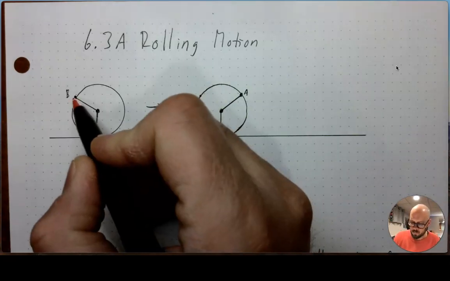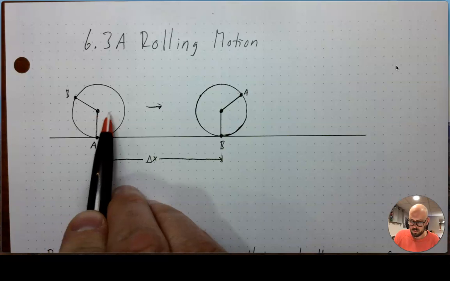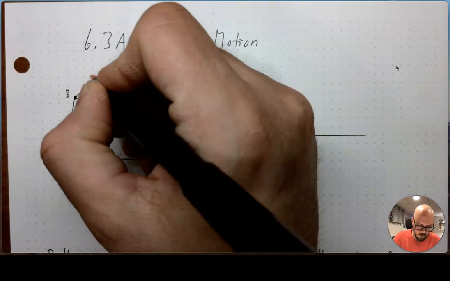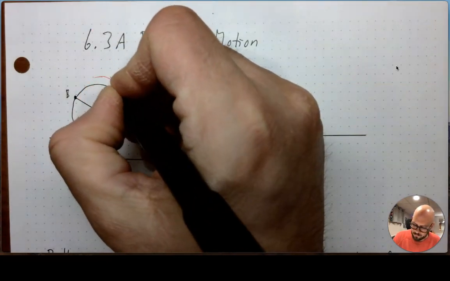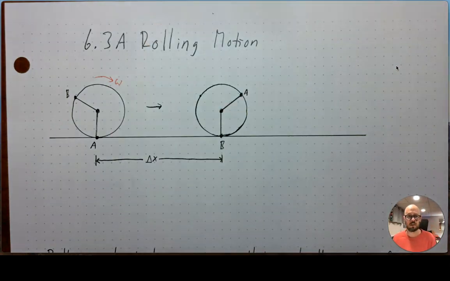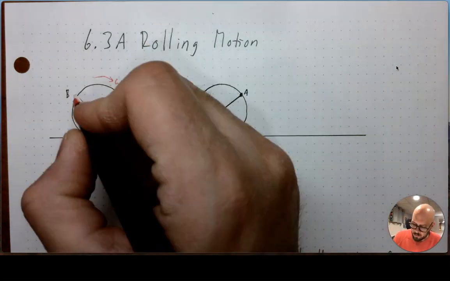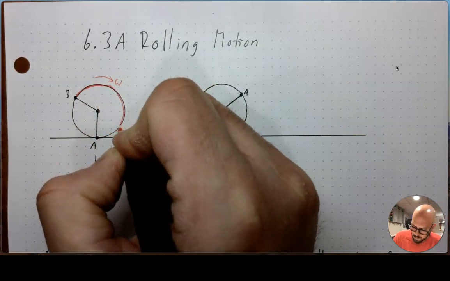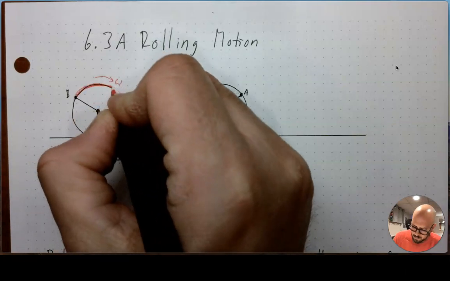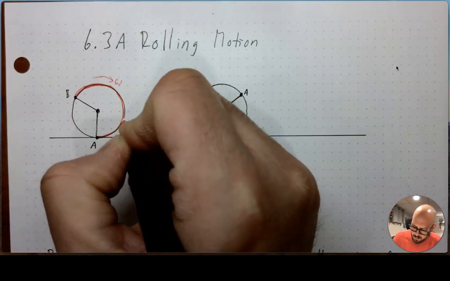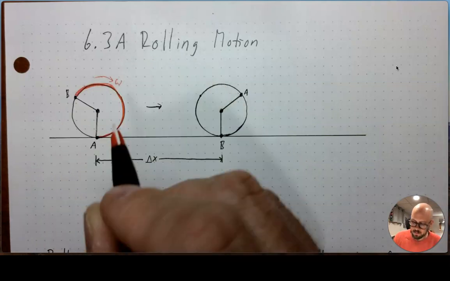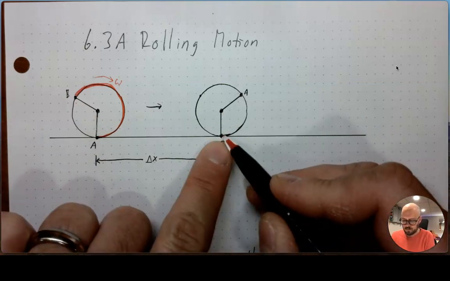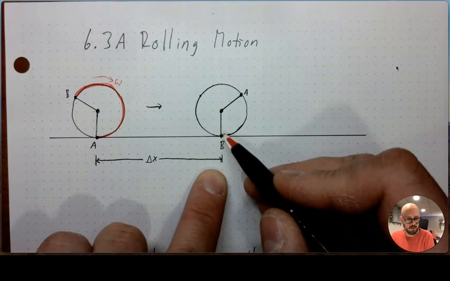What I want you to focus on is what happens to point B as this wheel rolls from here to here. So if we imagine the wheel rolling this way with an angular velocity, point B is going to rotate around the center of the wheel like this. This red line that I'm drawing represents the linear distance that point B is going to travel from its position when the wheel is here to its position when the wheel has moved a certain distance.